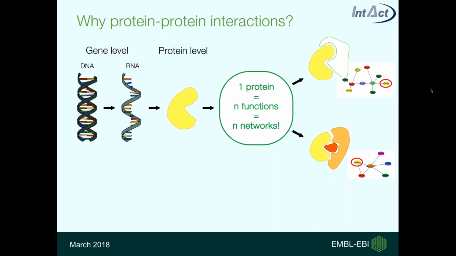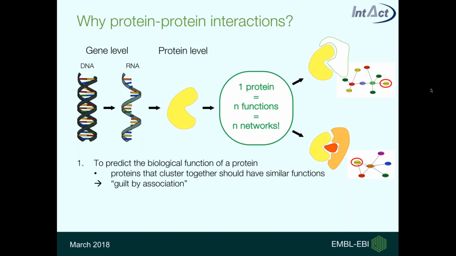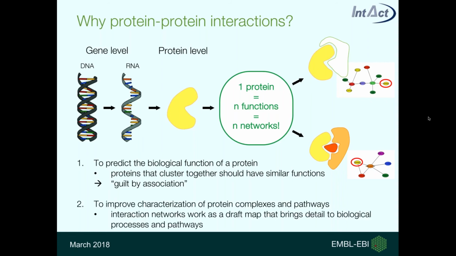So what can we derive from these networks? Firstly, we can predict the biological function of a protein that's so far been uncharacterized, because proteins that cluster together are assumed to have similar functions, and this is called guilt by association. Secondly, to improve characterizations of protein complexes and pathways. So these interaction networks can work as a draft map that brings together all the detailed biological processes and pathways.